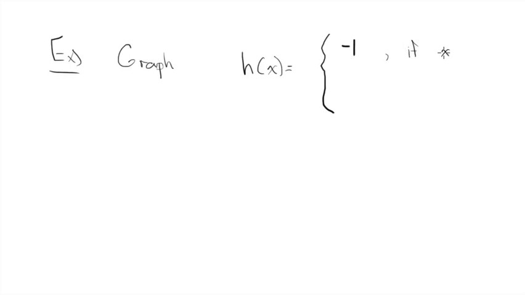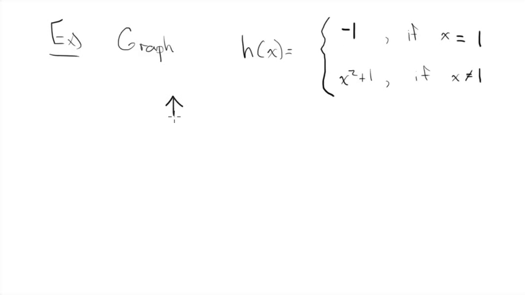Let me do another one. Here's an interesting way to define a piecewise function. So let's graph, I'm going to call this one h. So I'm going to define it as the number -1 if x equals 1, and as, I'm not creative, x squared plus 1 if x does not equal 1. That's better. Okay.